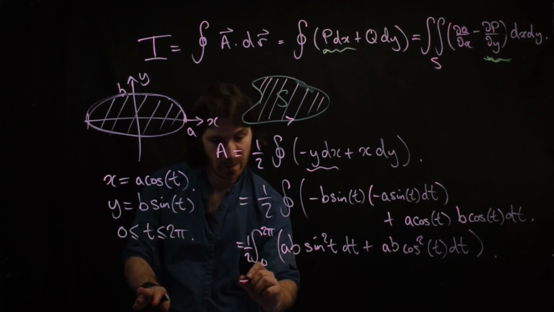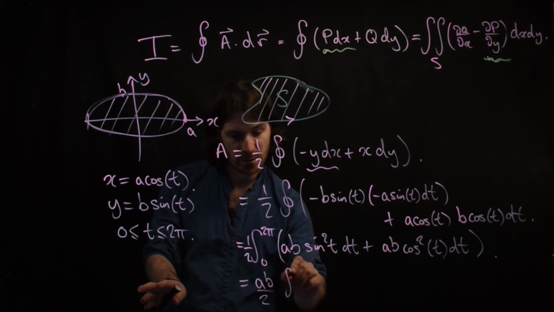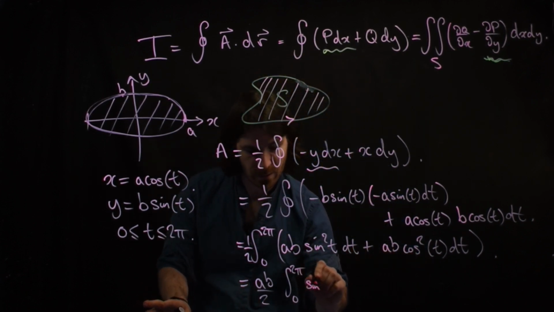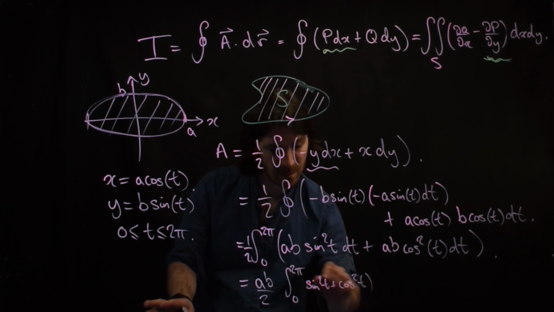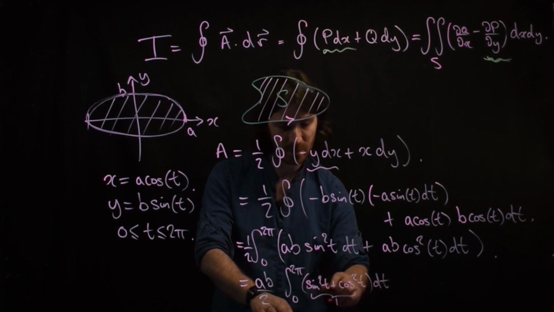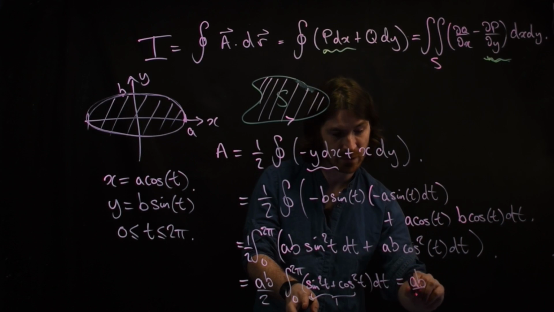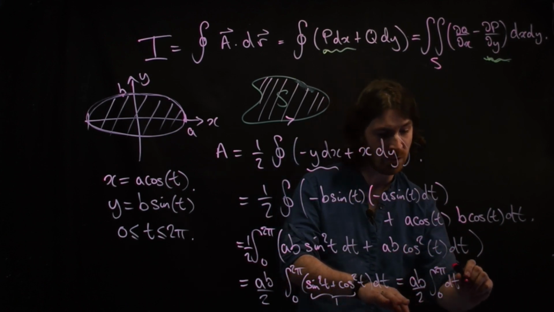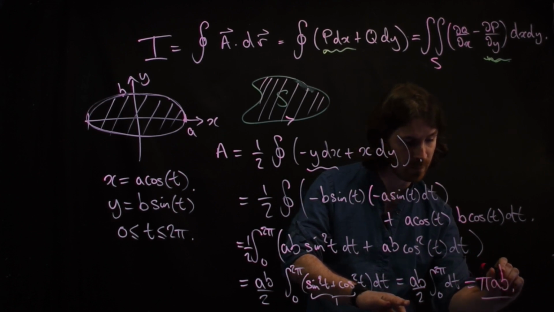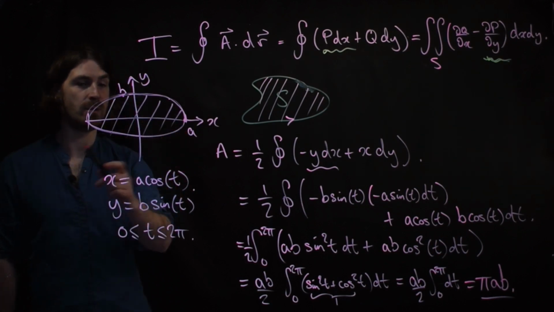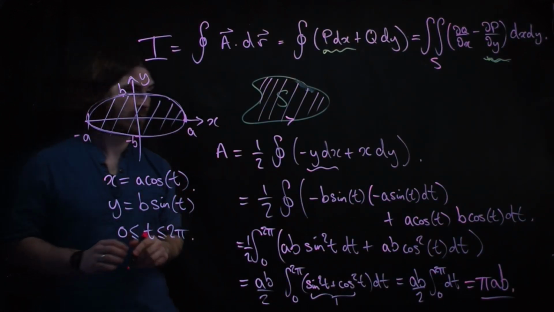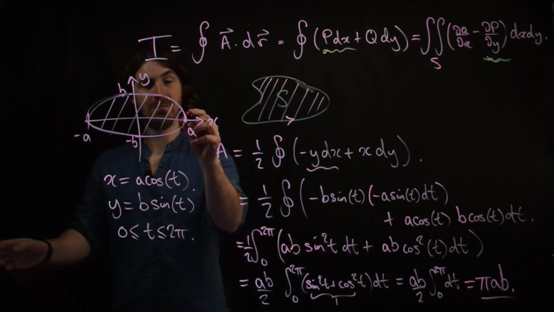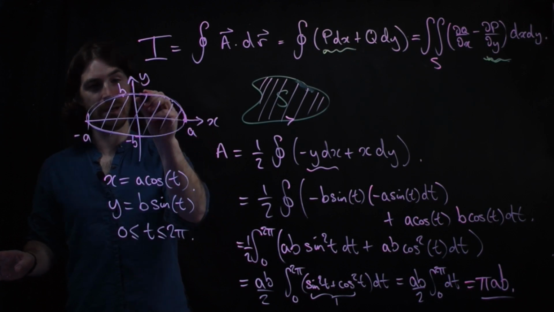So we've got a common factor of ab over 2, integral between 0 and 2 pi of sine squared t plus cosine squared t dt. And of course this is just 1. So this just leaves us with ab over 2, integral between 0 and 2 pi dt. And this just equals 2 pi times ab over 2, which is pi times a times b. So this is the area of an ellipse with axes a and b. So the area of an ellipse is pi times a times b, and we got that from doing a line integral walking along the boundary of the ellipse in an anti-clockwise fashion.